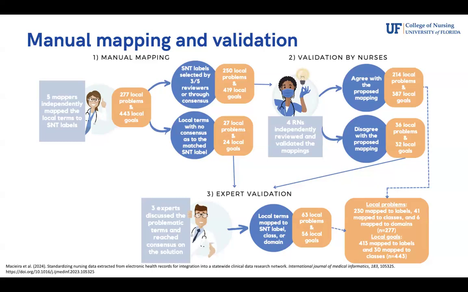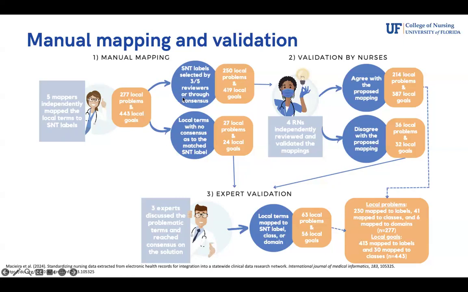And we wanted to make sure that our process was robust enough and could reduce bias as much as we could. So initially, let's start with a subset of problems, which were being mapped to NANDA, and goals which were being mapped to NOC, and let's do that process manually. So we had 5 different mappers independently manually mapping each one of the local terms to one NANDA or one NOC. So we started with 277 local problems and 443 local goals.